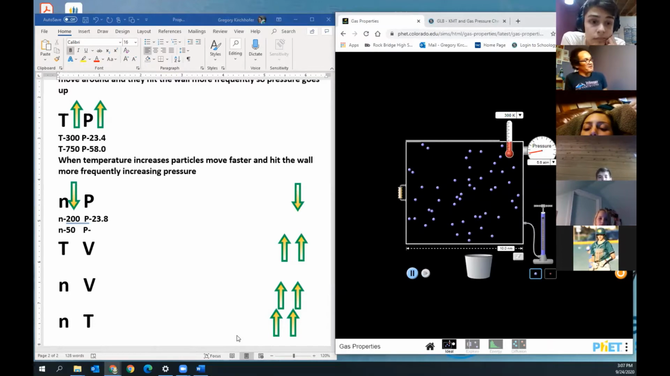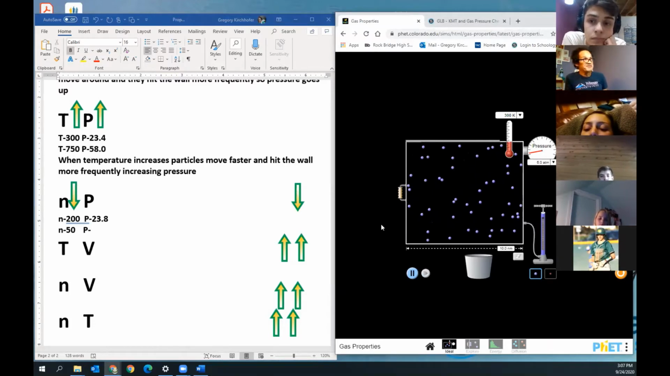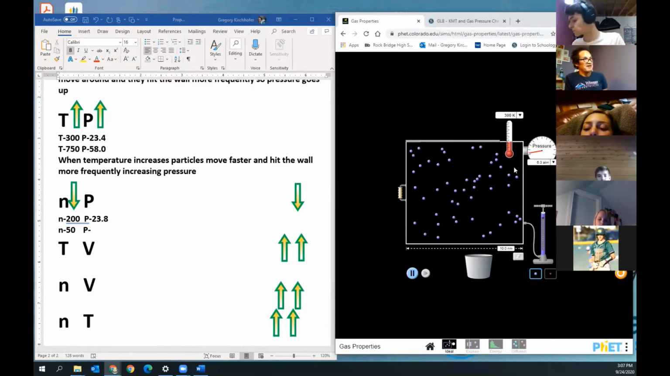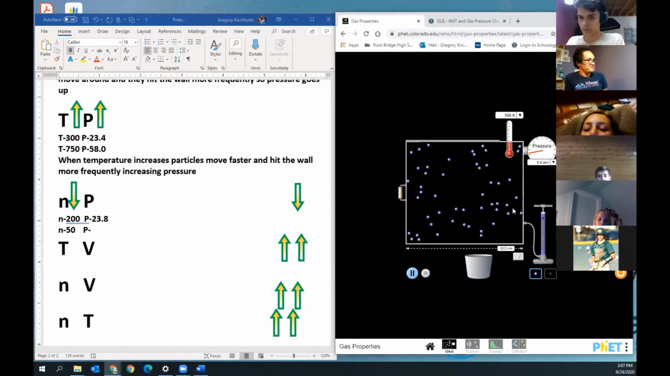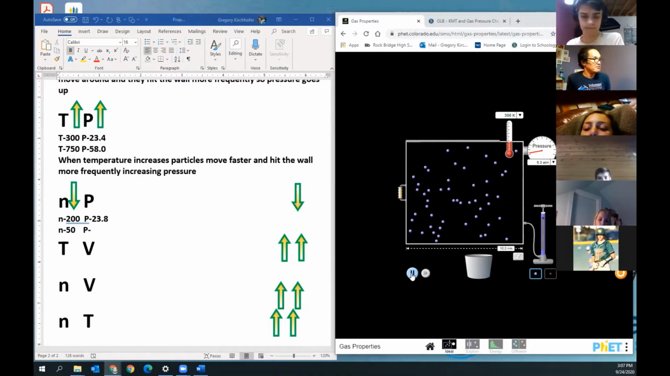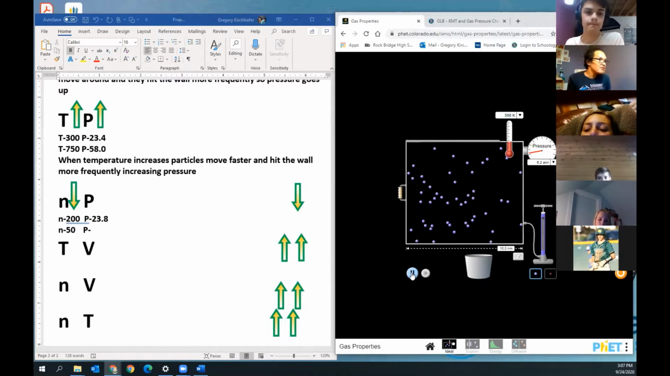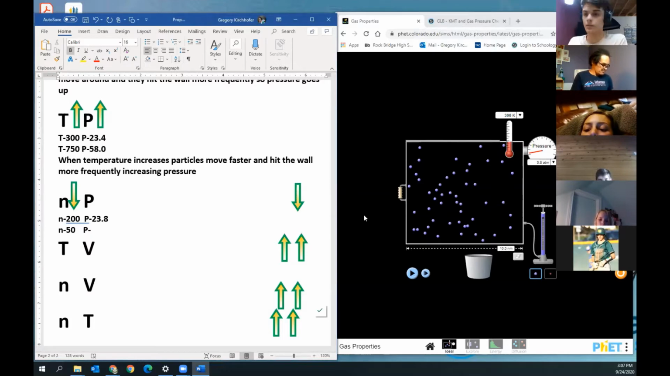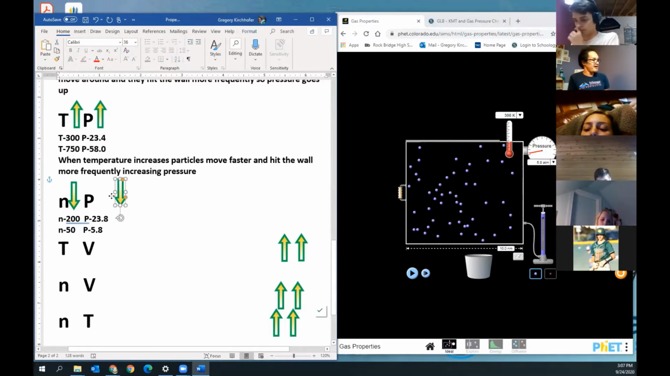Right, so the particles are still moving at the same speed because we're still at 300 Kelvin and the box is the same size, but there's 50 instead of 200. There's a quarter the number of particles. So what do I have here? 5.8, that's not very much. So true. Number down, pressure down.